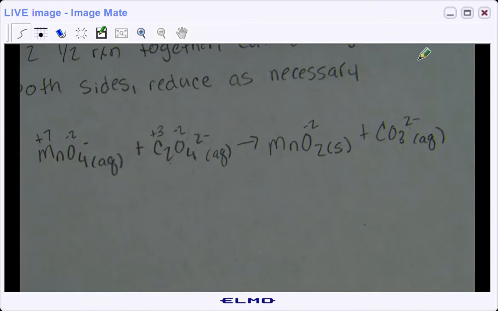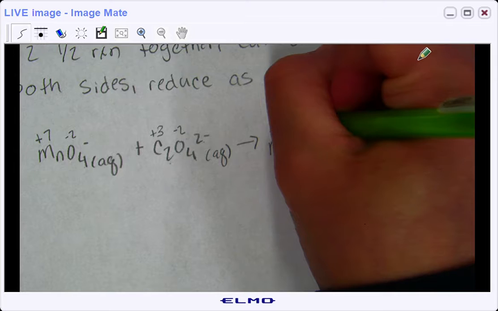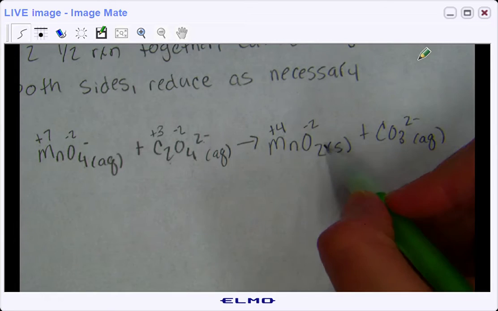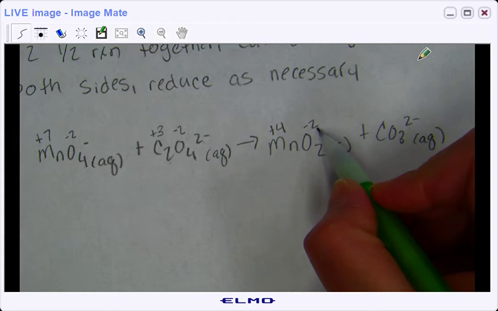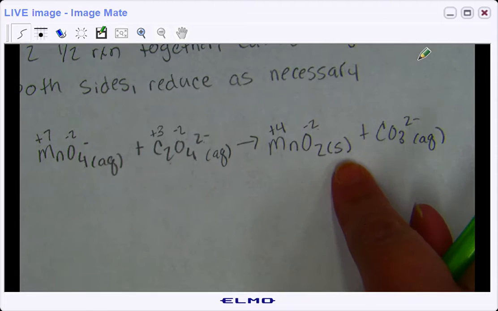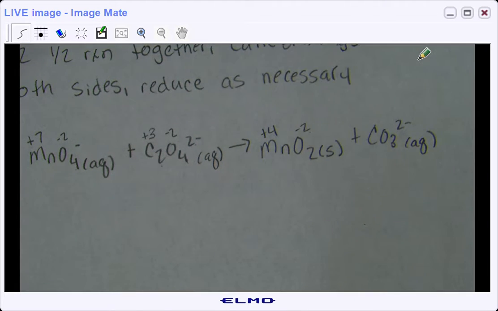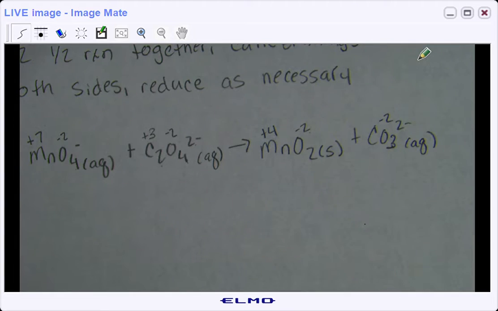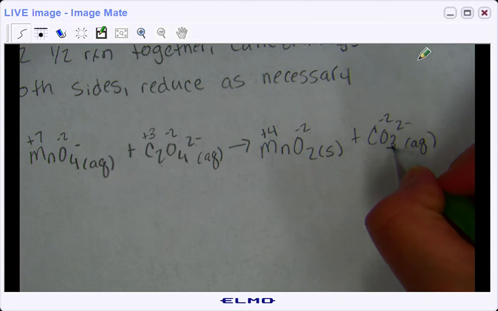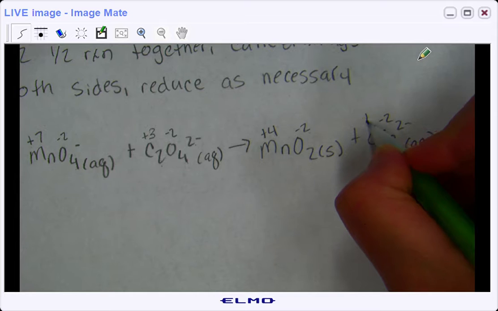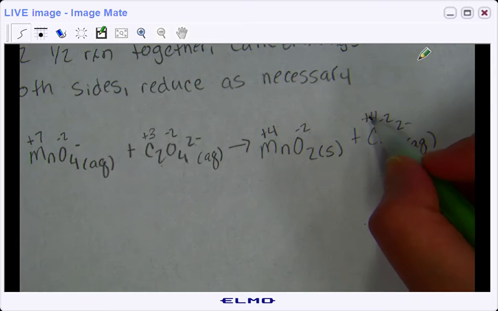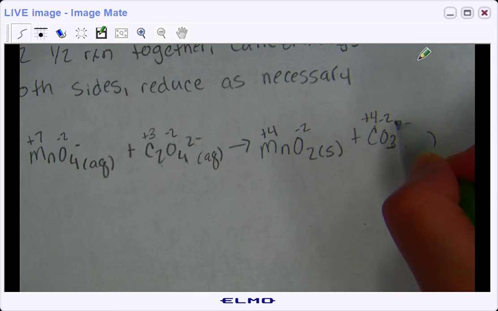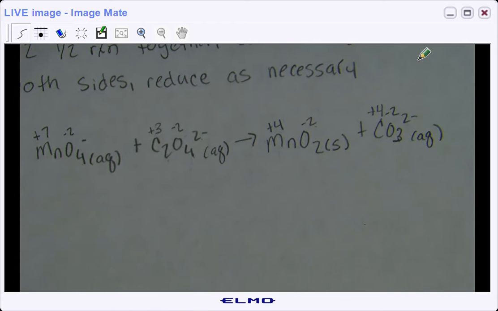My oxygen is a -2, making my manganese a +4. 4 minus 4 is 0, and this is a neutral compound. Notice it's a solid. And then my ion here, carbonate, oxygen is a -2. 2 times 3 is 6. So carbon has to be a 4 because 4 minus 6 does give me the charge of 2 minus.